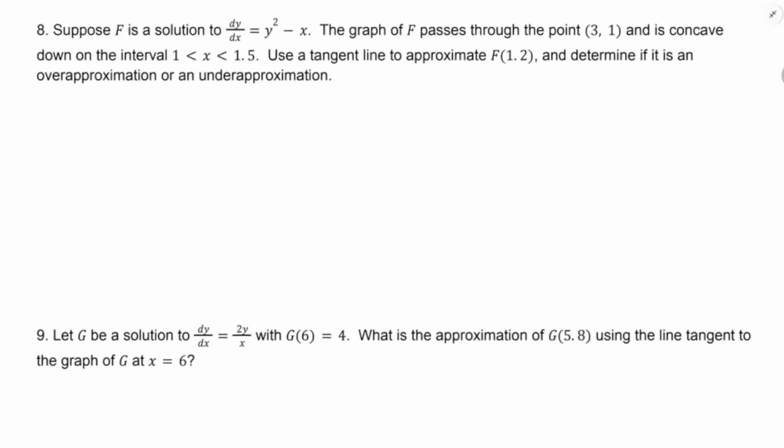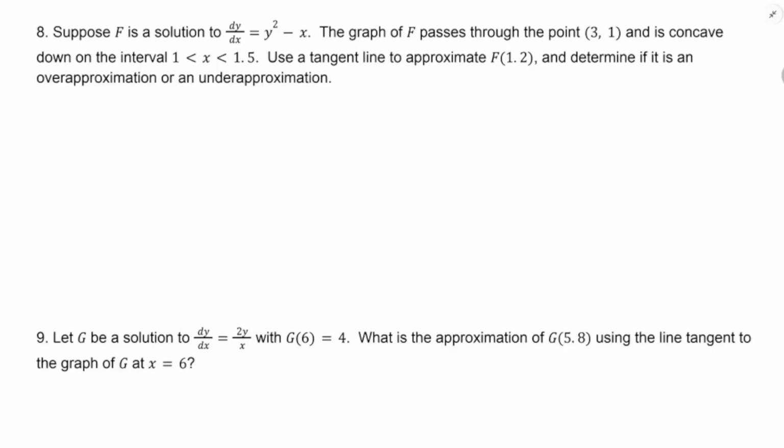All right, so we're going to just keep moving. The graph of f passes through the point (3, 1) and is concave down. That's an error. Yeah, I definitely meant (1, 3) on that one. Okay, so yes, use a tangent line to approximate f of 1.2. All right, so y minus 3 is equal to the slope times x minus 1. I'll figure out the slope at the point (1, 3). And that'll be 3 squared is 9 minus 1, which is 8.